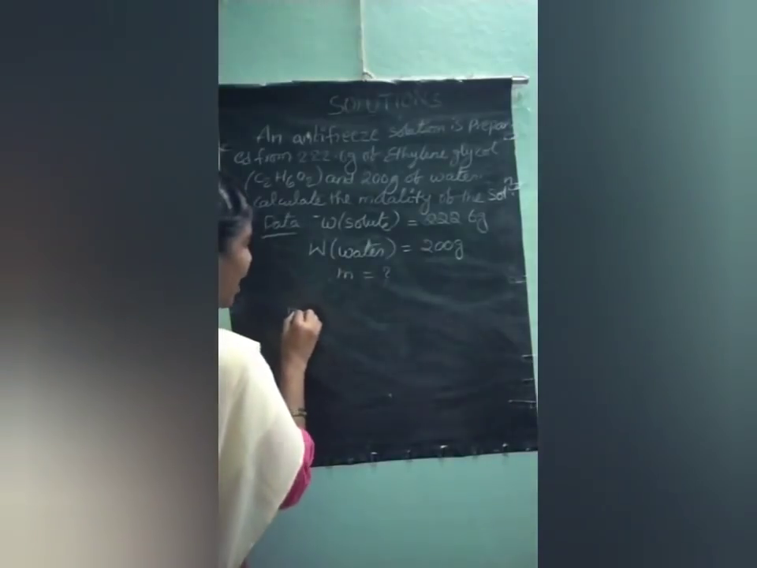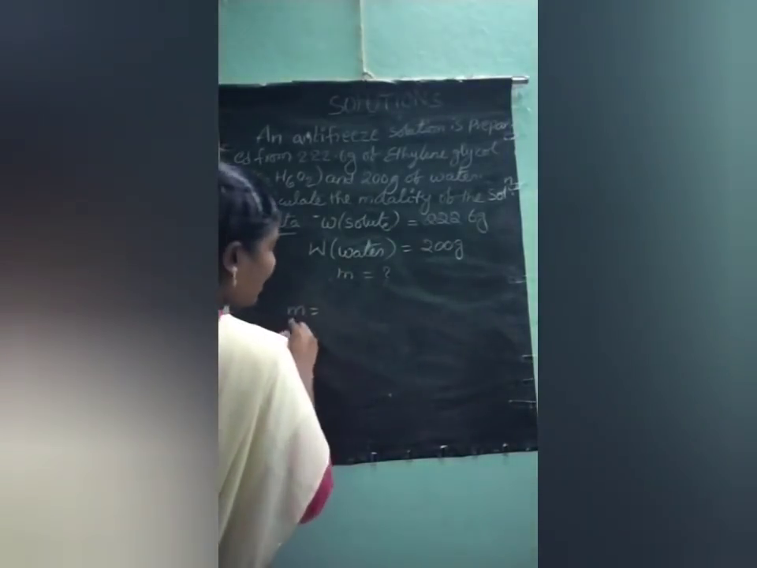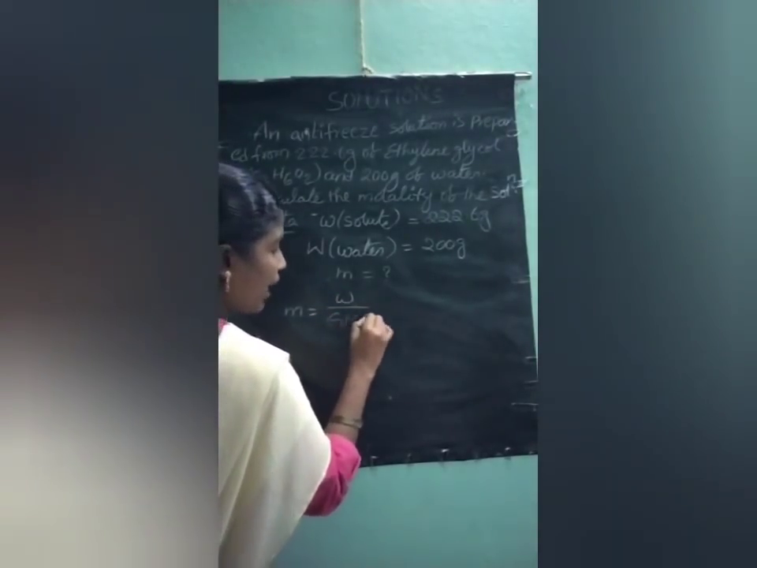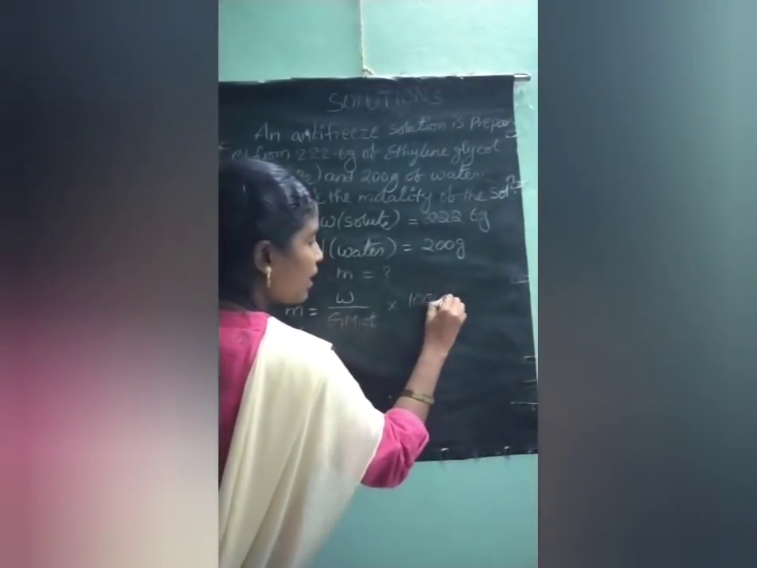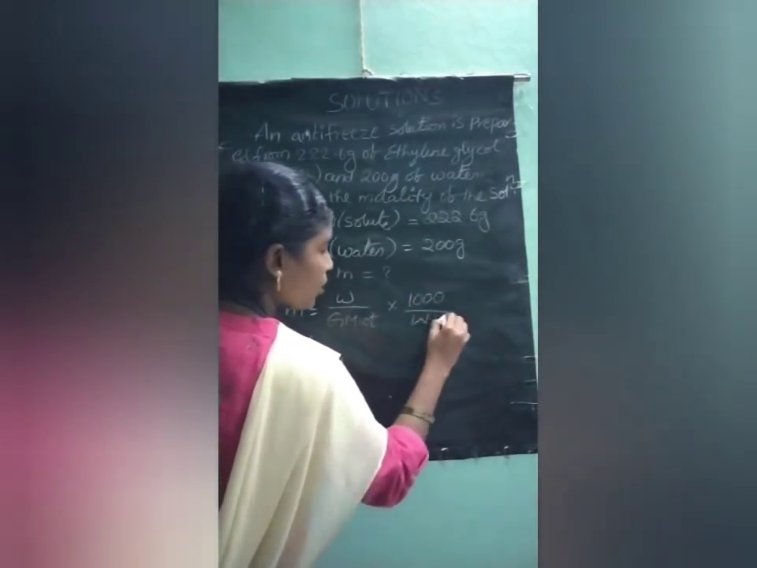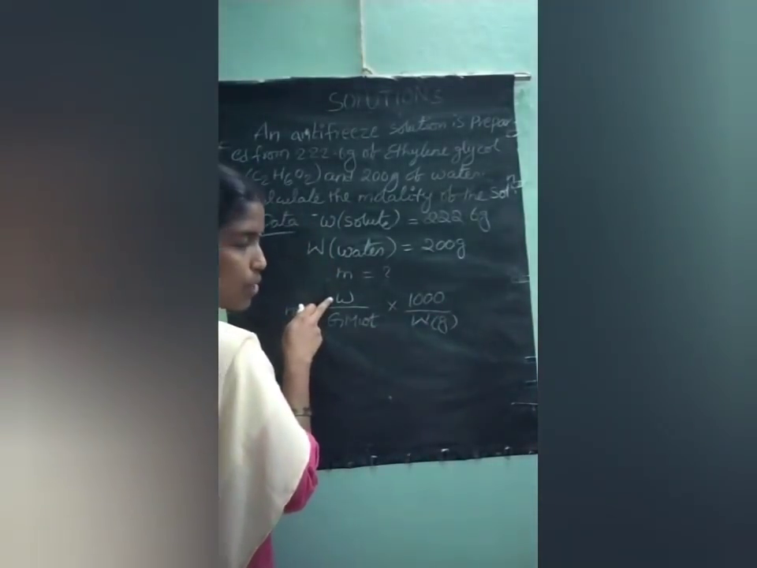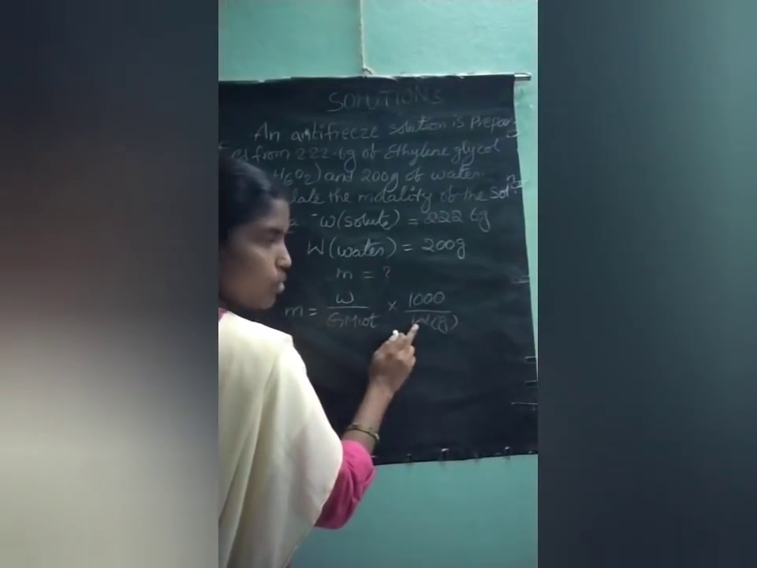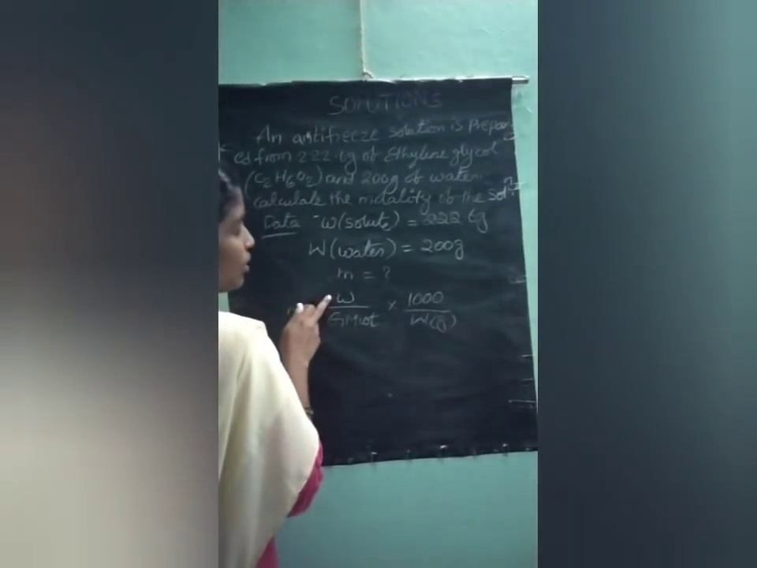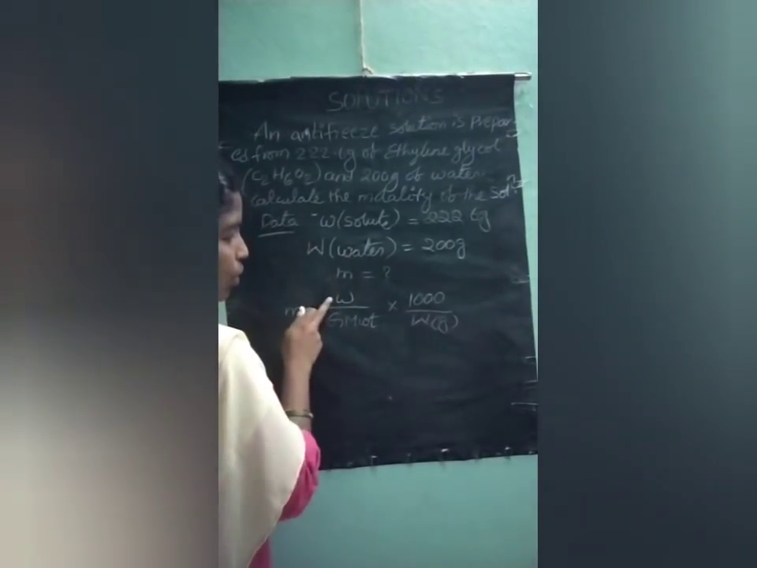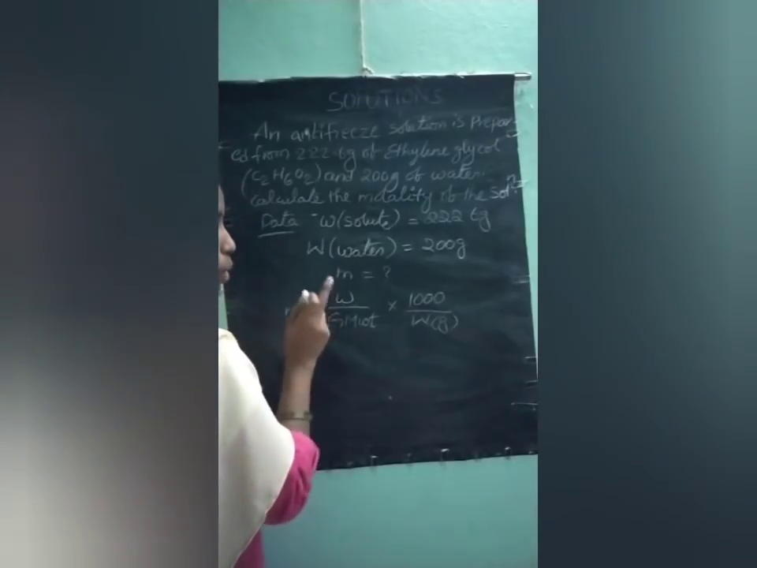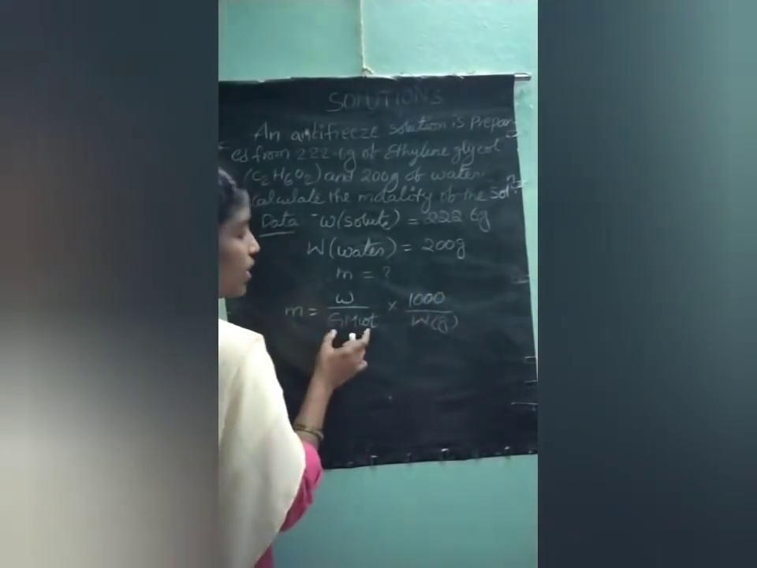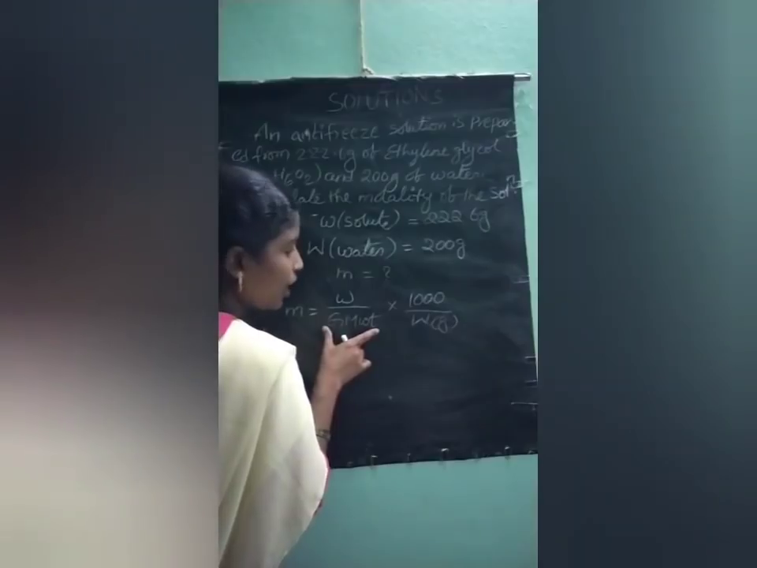So the formula for molality is equal to the weight of the solute by gram molecular weight into 1000 by weight of the solvent in grams. Here small w is the weight of the solute, M is the gram molecular weight of the solute, and capital W is the weight of the solvent. So we know the solute weight, we don't know the gram molecular weight of the solute, that is ethylene glycol, and the weight of the solvent we know, that is 200 grams. So first find out the gram molecular weight of ethylene glycol.